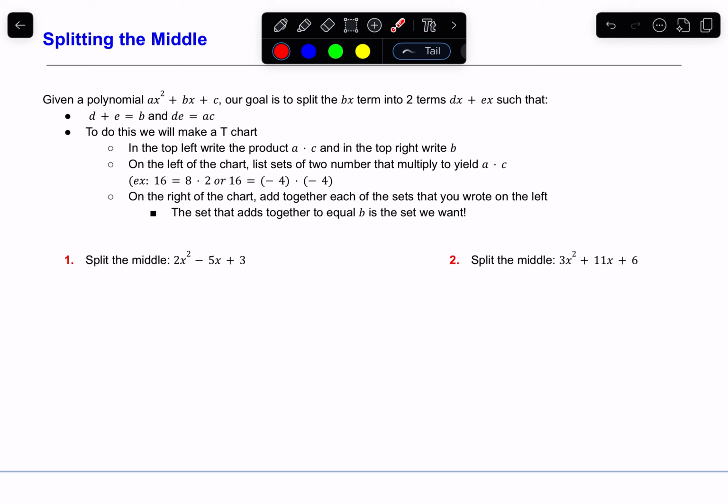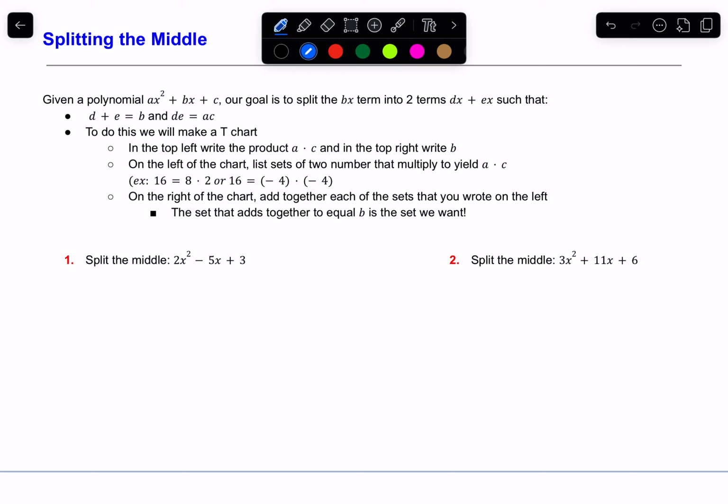On the left side of the chart, we're going to then list out sets of two numbers that multiply to yield a times c. So for example, 16 is 8 times 2, but 16 is also -4 times -4. So there's multiple options for how you can get numbers. Okay, then on the right side of the chart, we're going to add together each of these sets, and the set that adds together to equal the b term will be the set we want. So let's go ahead and practice.